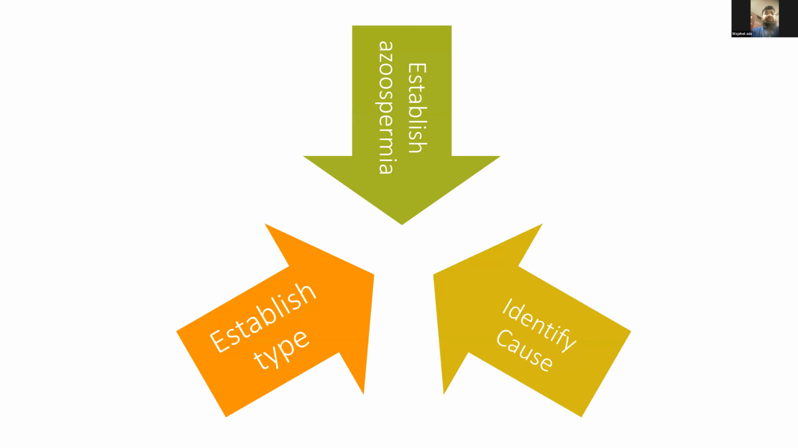So it's a three-step approach. First would be to establish that there is azoospermia, establish the type of azoospermia, and identify the underlying cause. Previously and still today, some people do not value too much the underlying cause because most of these patients are destined toward assisted reproductive techniques, but there is increasing emphasis on identifying the potential underlying cause, and we would talk about it.